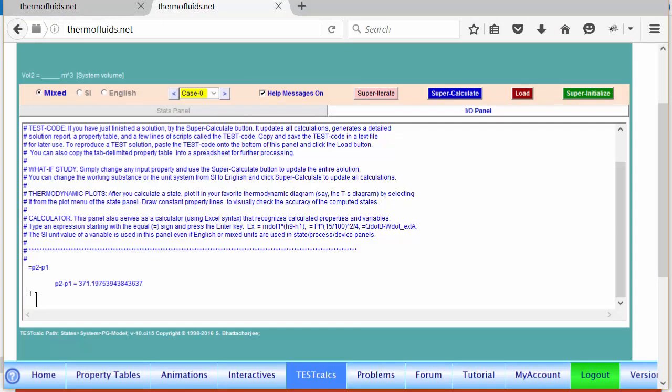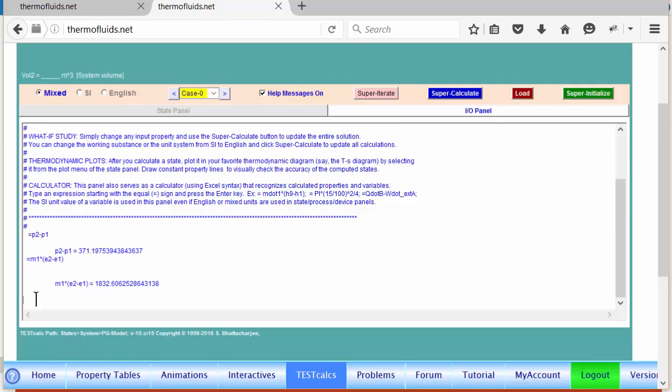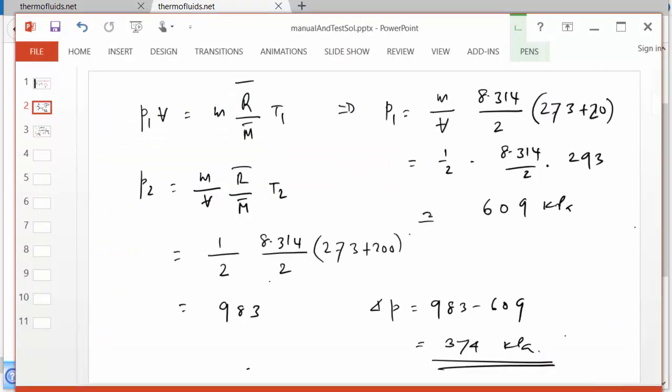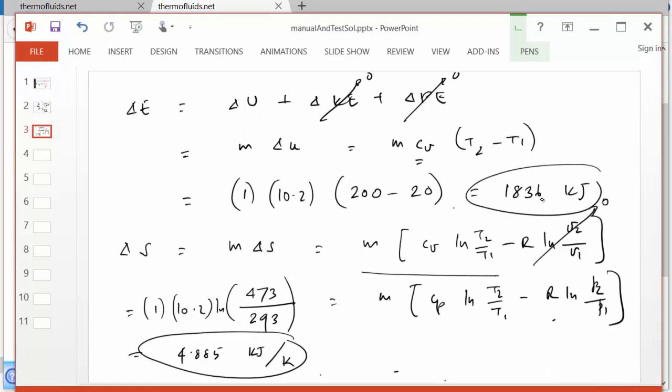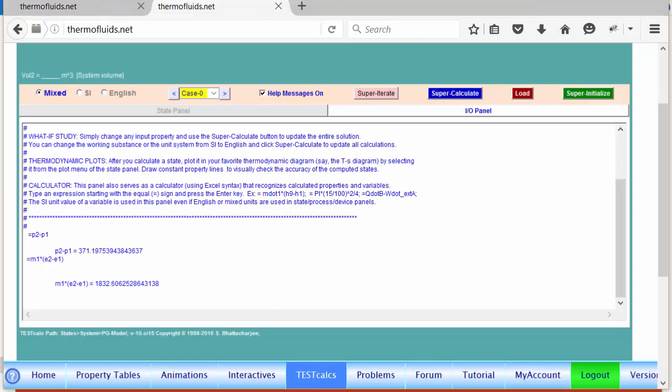How do we find the change in stored energy? Well, that's M1, mass doesn't change, times E2 minus E1. That's the specific stored energy. So the change in stored energy of the system will be this, which is 1832. And what did we get? 1832. Ours was 1836. So that's a pretty close answer. Percent-wise, the difference is very little.